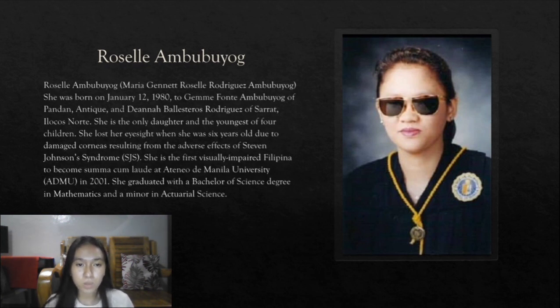She lost her eyesight when she was 6 years old due to damaged corneas resulting from the adverse effects of Stevens-Johnson syndrome, or SJS. Stevens-Johnson syndrome is a rare, serious disorder of the skin and mucous membrane. It is an excessive reaction of the human immune system to chemicals inhaled or orally introduced to the body. This happened because she had asthma, which triggered 12 days after taking a medication prescribed by her doctor for asthma.